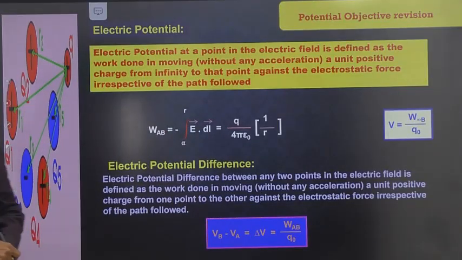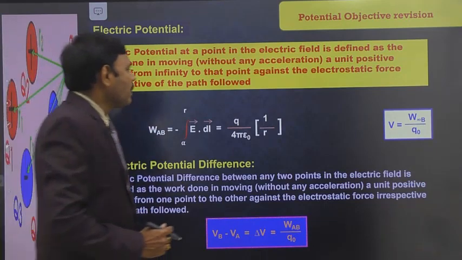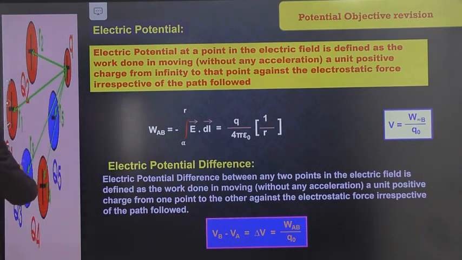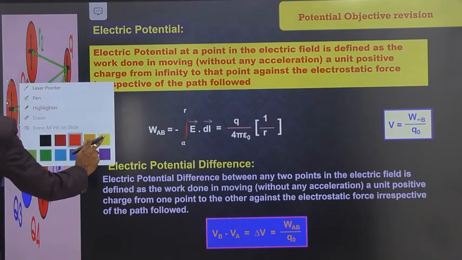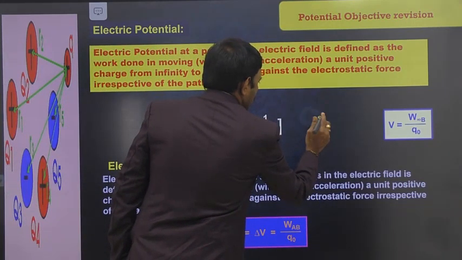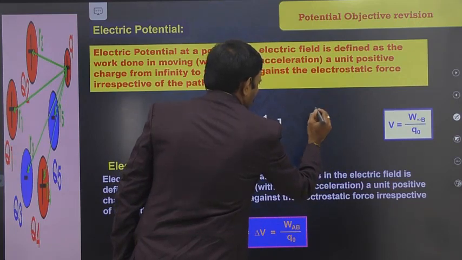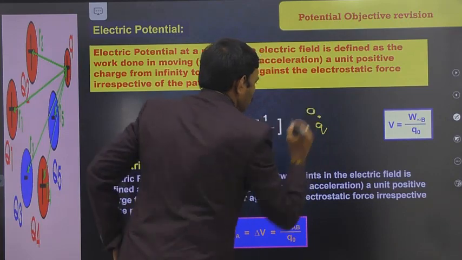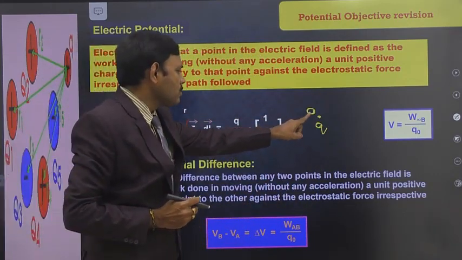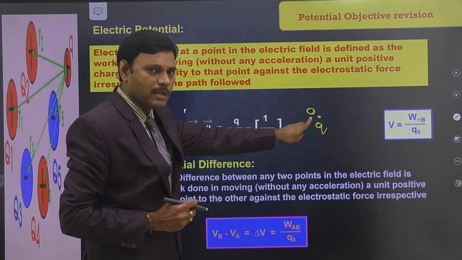Here the first one is electrical potential. Suppose we have charge Q at a particular point. So let us consider charge Q. Let Q be any arbitrary charge kept at point O. Let this be a positive point charge kept at point O at rest, a stationary point charge.